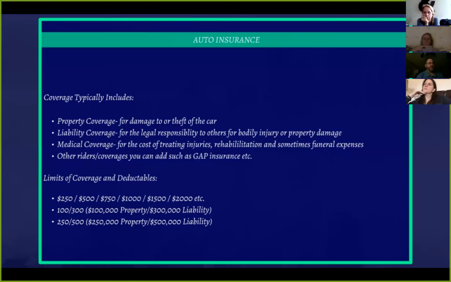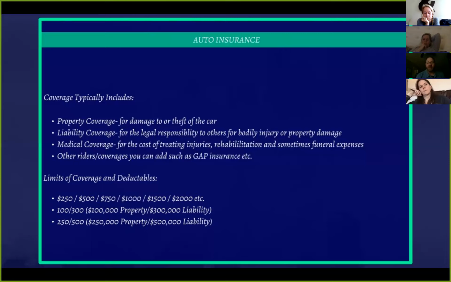Now you turn around and you buy a $250,000 by $500,000 policy, your premium goes back up. What you'll find is that your premium is almost the same, but you've got a higher deductible with higher limits. Does that make sense? It goes to that whole idea of insurance: you don't necessarily want to cover items that you could be paying for out of pocket.